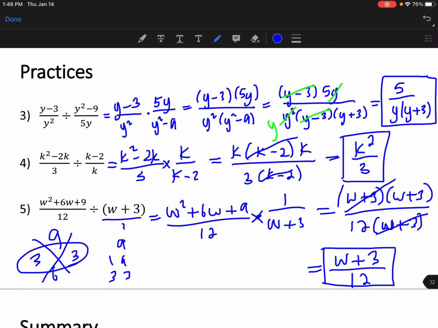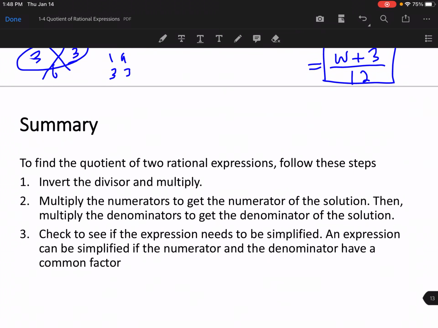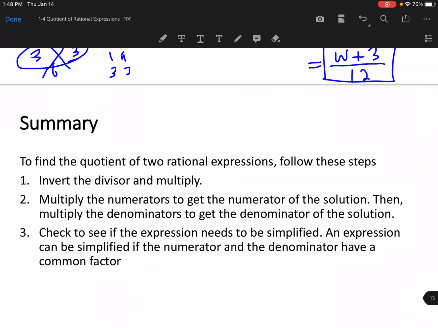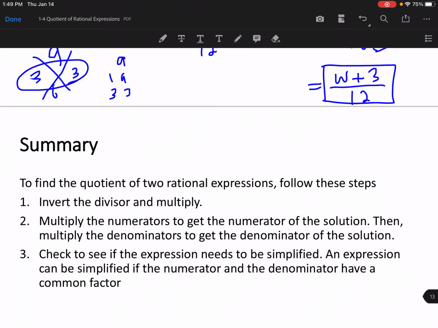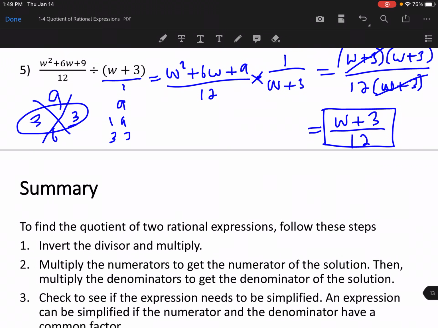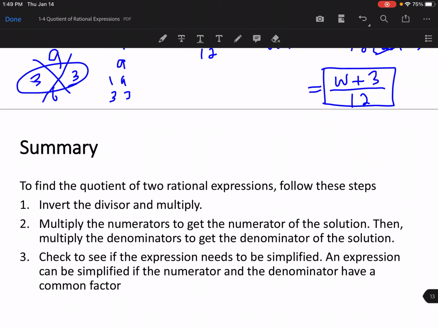Alright guys, I'm going to go ahead and do the summary. So in summary, to find the quotient of two rational expressions, you're going to invert the divisor and change to multiplication, or in other words, keep, change, and flip. Then you multiply your numerators together, multiply your denominators together, and then check to see if your expression needs to be simplified. If it needs to be simplified, then you are going to simplify it.